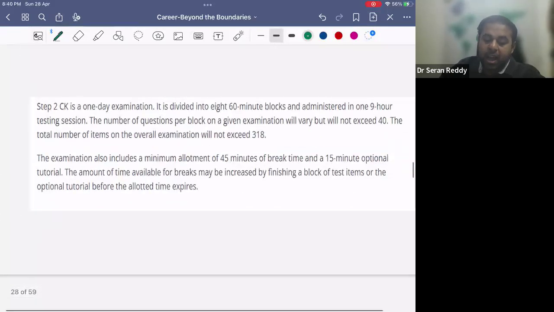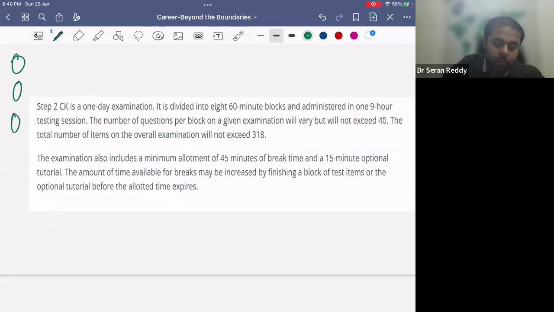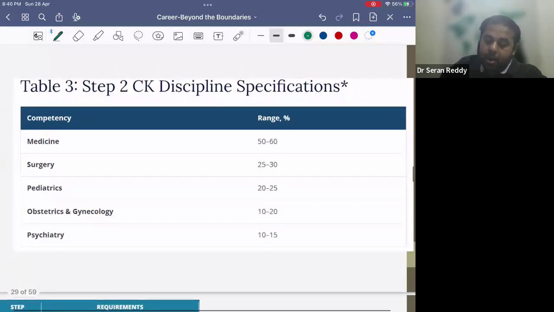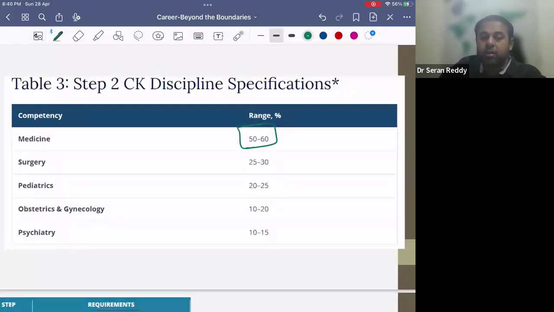And for Step 2 CK, 8 60-minute blocks will be there, and you take this examination over 9 hours. The overall number of questions should not exceed 318. But see, medicine takes most of the things. 50 to 60% of the questions are from medicine, followed by surgery, peds, OB-GYN, and psychiatry.